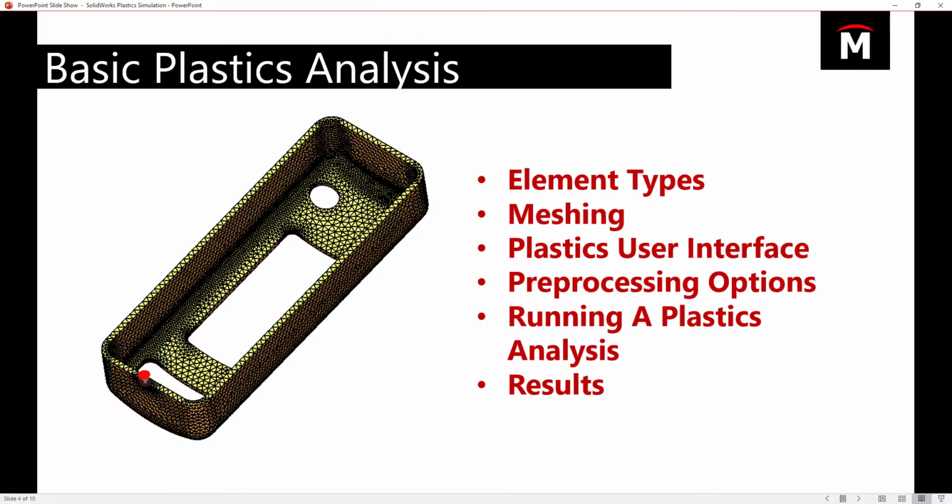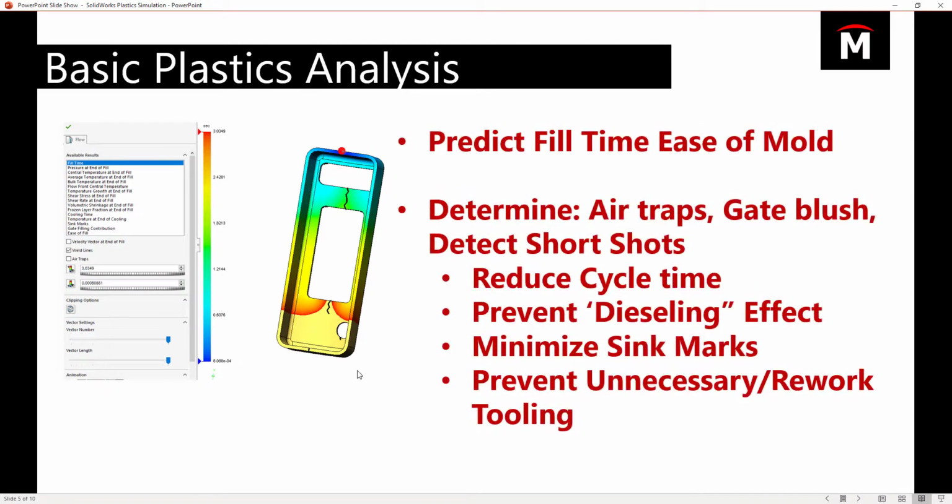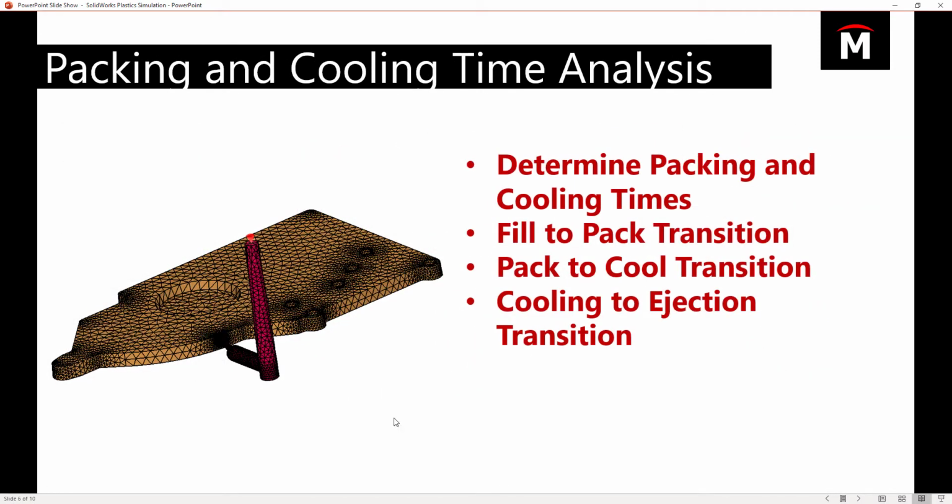Now, before we switch over to our other one, let's take a quick recap. For our first analysis, we were able to predict the fill time, ease of mold, take a look at air traps, some gate blush. We could have detected short shots as well, and actually the results advisor would have come up and told us that we had a short shot. We can use this to, of course, reduce our cycle time, reduce weld lines in areas that we don't want them cosmetically on the part, use it to prevent the dieseling effect, also minimize sink marks, and prevent any unnecessary rework for tooling.